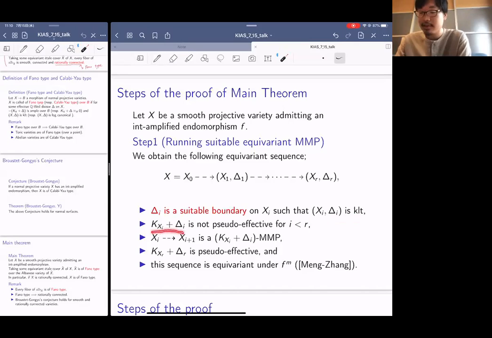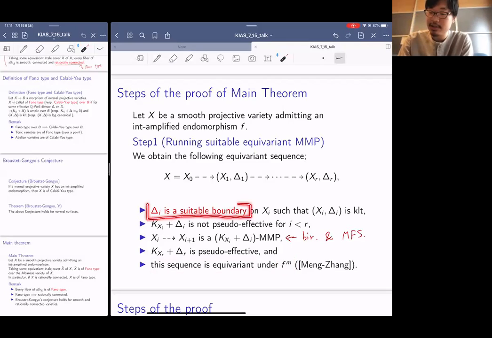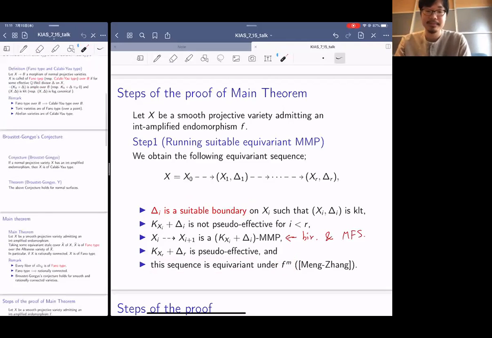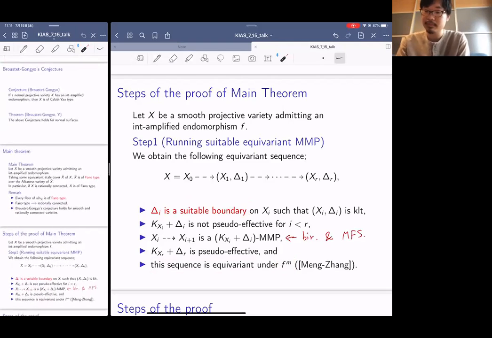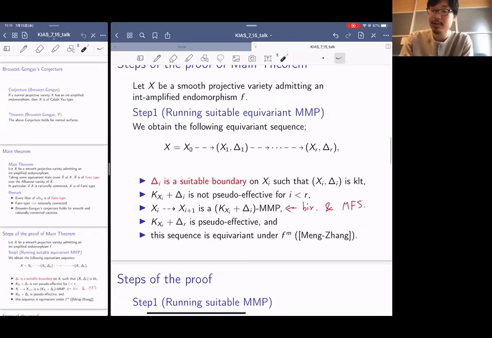And K_{X_i} plus delta_i is not effective for i less than r. And X_i to X_{i+1} is a (K_{X_i} plus delta_i)-MMP, so this is a composition of birational maps and a Mori fiber space. And K_{X_r} plus delta_r is sharply effective. And this sequence is equivariant under some iteration of f. This is proved by Professor Meng and Professor Zhang. So in this step, the construction of delta is essential. And by step 1, we obtain this equivariant sequence.